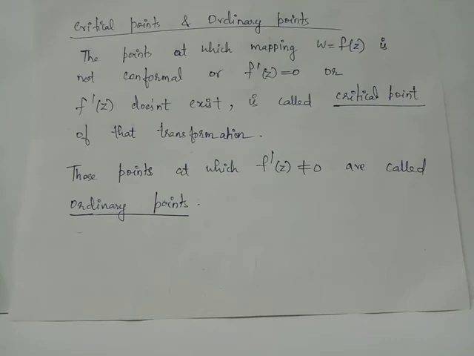Suppose in the considered domain D you find certain points z such that f dash of z equals 0 or f dash of z does not exist, then you call such points critical points. And if other points exist such that f dash of z not equals 0, then we call those points ordinary points. The points at which w equals f of z is not conformal will be called critical points, and the points at which the given function w equals f of z is conformal will be called ordinary points.